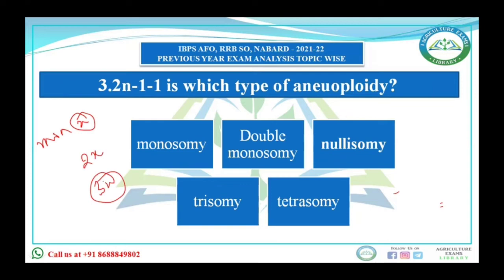But when you talk about aneuploidy, suppose there is a loss of a chromosome in a set, 2n minus 1, meaning there is a loss of one chromosome in one set, then this will be monosomy. If there is a loss of two chromosomes, one from each set, minus 1 in each set, then it will be double monosomy. Okay.